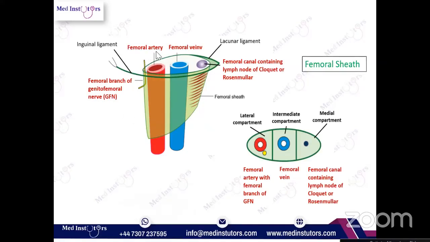And one important thing, the lateral compartment of the femoral sheath contains the femoral artery, along with the femoral branch of the genitofemoral nerve. Yes, we know that the femoral nerve is not part of the femoral sheath, but the femoral branch of the genitofemoral nerve is present within the femoral sheath in the lateral compartment. Then we have the intermediate compartment, and then the medial compartment. This is your femoral canal containing lymph nodes of Cloquet or Rosenmuller. And the superior boundary of this femoral canal is known as your femoral ring.